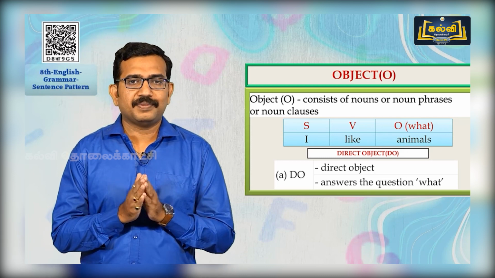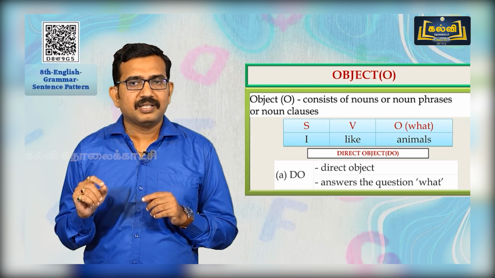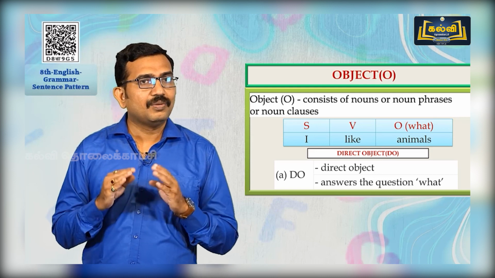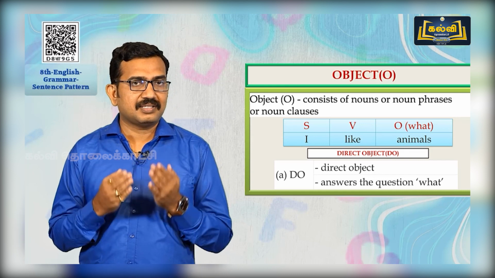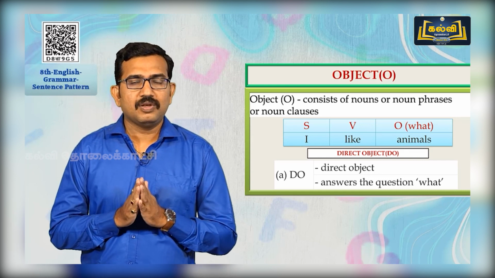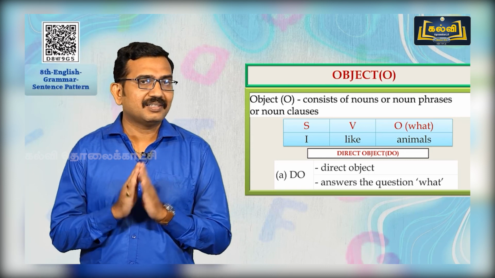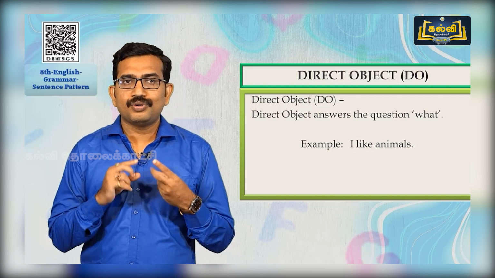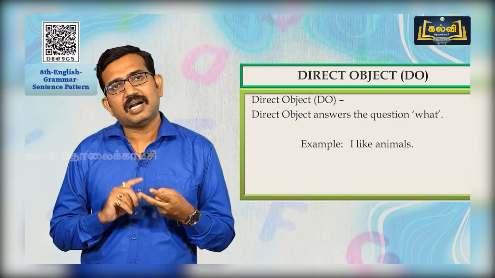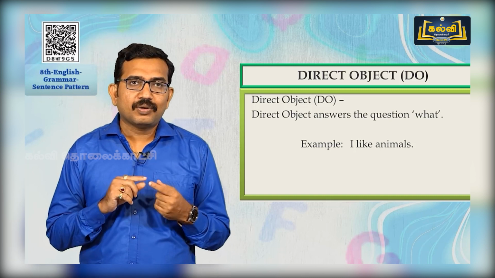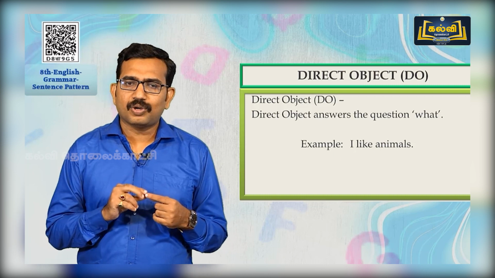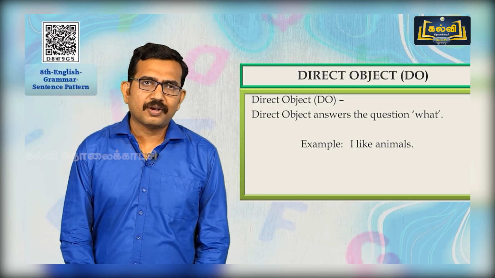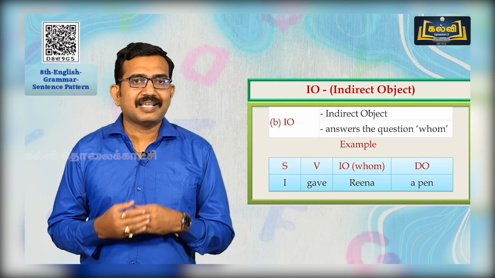So in this example, I like animals, the pattern is SVO. So what do you like? You like animals, then it's an object. It answers the question what do you like or what does he like, then object. So we have learned it is further divided into two objects. One is direct object, the other one is indirect object. So let's check direct object. Direct object always answers the question what. Example, I like animals. What do you like? Animals.